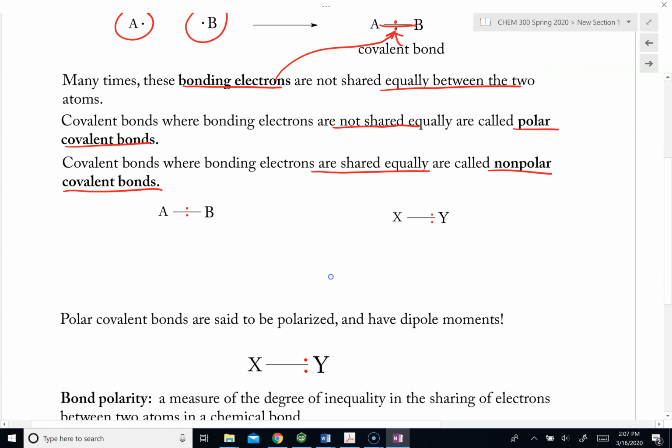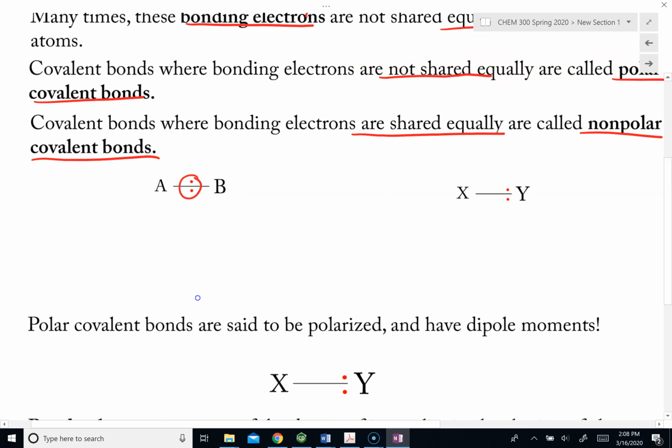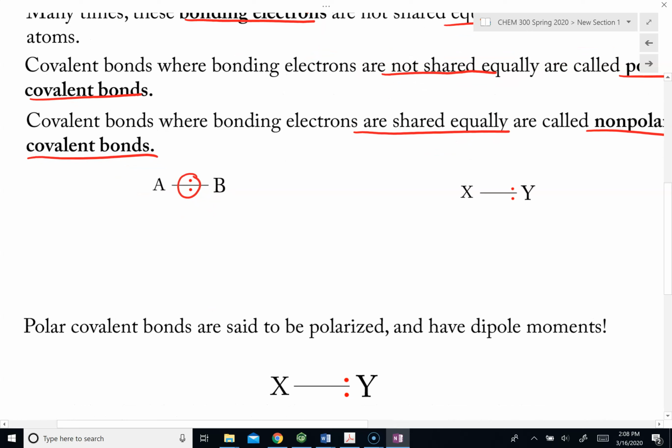For example, in this scenario, if we have a pair of electrons that are shared equally between atom A and atom B, we indicate that by putting the electron between the two atoms. So in this case, A and B are sharing the electron equally. Here we have equal sharing of electron. If A and B are sharing the electron equally, we refer to this covalent bond as a nonpolar covalent bond.